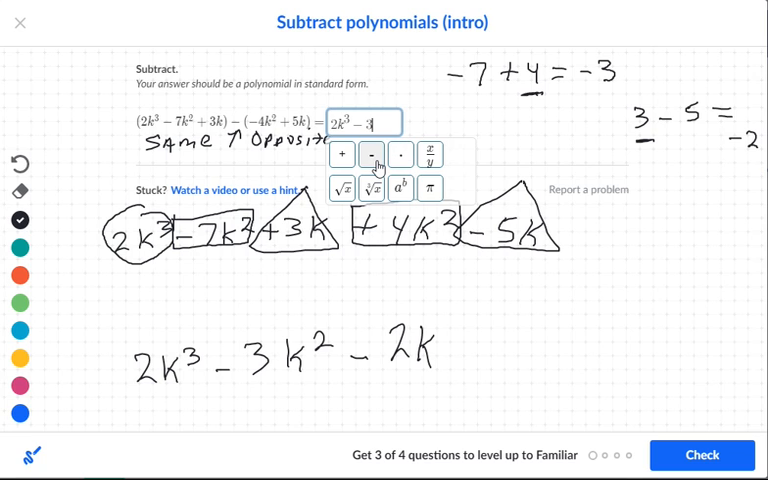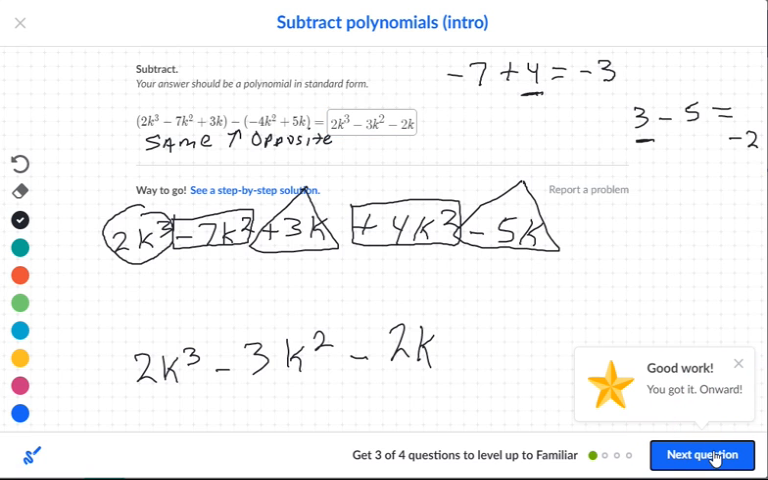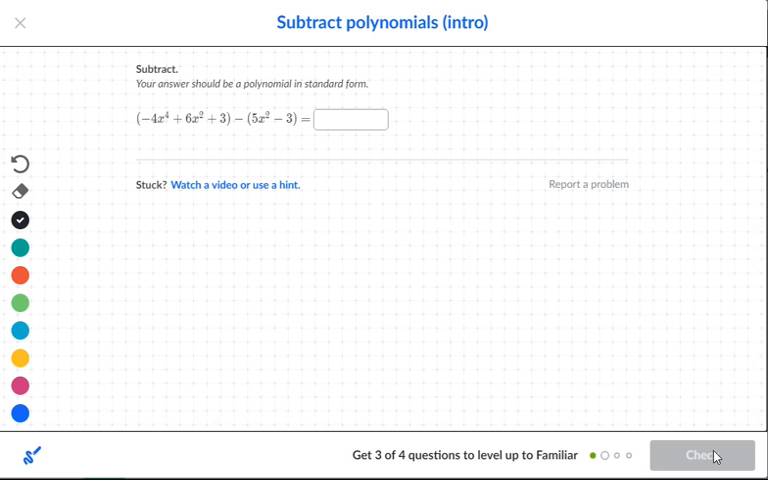Then I'm going to go 3 followed by the K and then the AB key. Put down your 2. Okay, press your space bar. Then press in your minus sign and then you have your 2k. So I have 2k to the third minus 3k to the second minus 2k. It is in standard form. So let's check it. Okay, let's go to the next problem.